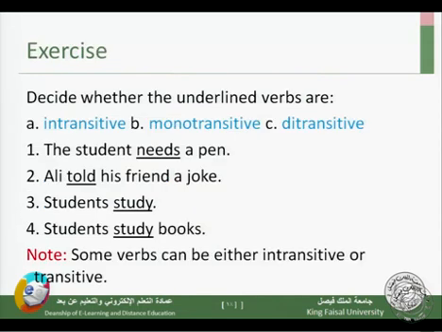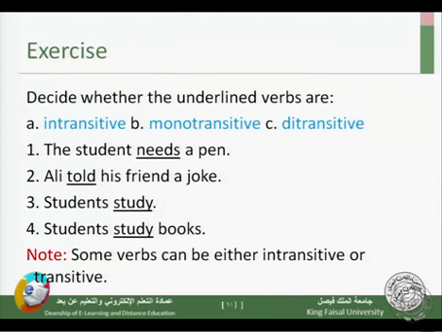So let's look at this exercise here. Decide whether the underlined verbs are A, intransitive, no objects, they don't take objects; B, monotransitive, they take one object; and C, ditransitive, they take two objects. So number 1, the student needs a pen. Here we have a pen, which is the object of the verb needs, only one object, so it is a monotransitive verb. So the answer of number 1 is B, monotransitive.